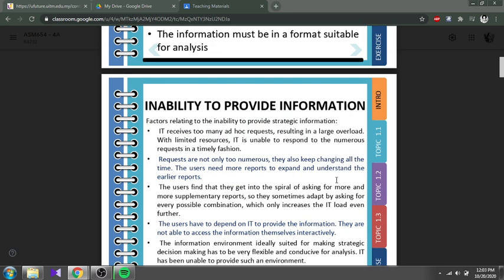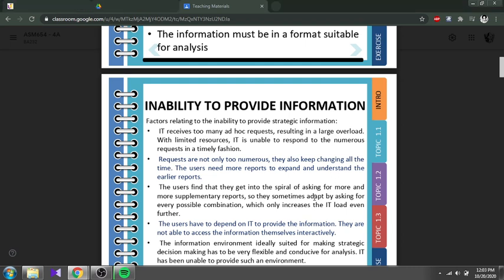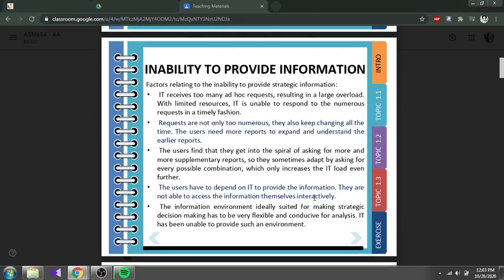Sometimes yes, the report has come up, but that report is not enough. It's supposed to support buying another report. Alright, and the users find that they get into a spiral of asking for more and more supplementary reports. As I said, there needs to be more support for the report to be evidence of a very solid case. So they sometimes adapt by asking for every possible combination, which only increases the IT load even further.